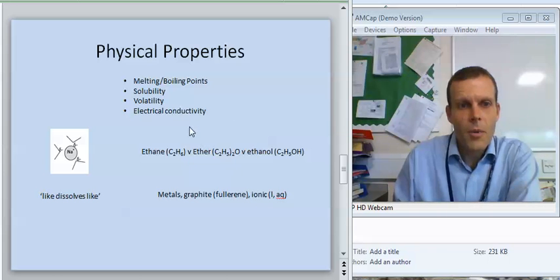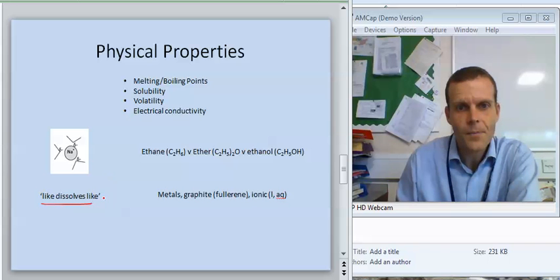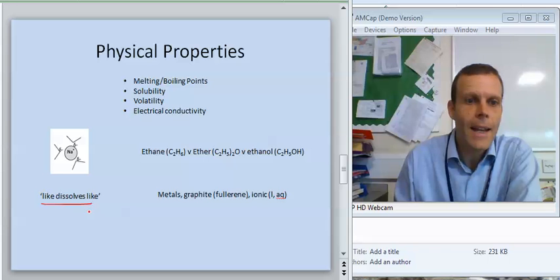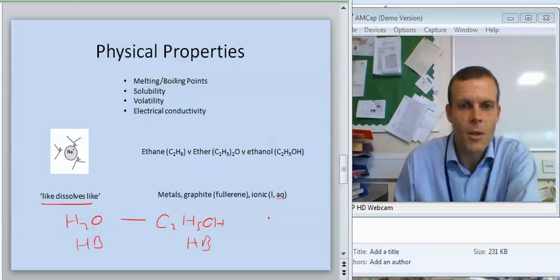So, physical properties. You've maybe come across the saying that like dissolves like in the past. If you think of what the intermolecular forces are in your solvent, something like water, we've said that that's going to show hydrogen bonding. That's going to be good for dissolving things like ethanol, which also shows hydrogen bonding. What it won't dissolve would be something like hexane, which only shows London forces. So these two won't mix.